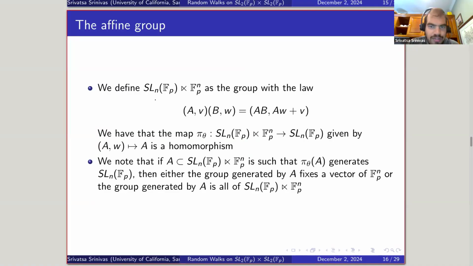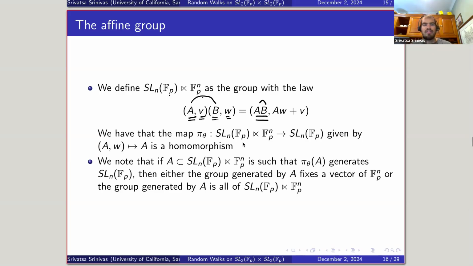So we define SL_n(F_p) semi-direct product F_p^n as the following group. If you have a matrix and a vector, and a matrix and a vector, the way you take the product is you multiply the matrices, and then you take a matrix, multiply it by the vector, and then you add the other vector. All right, simple enough. So now we note that the map that takes a matrix and a vector to just the matrix is a homomorphism. That's because (A, b)(A', b').